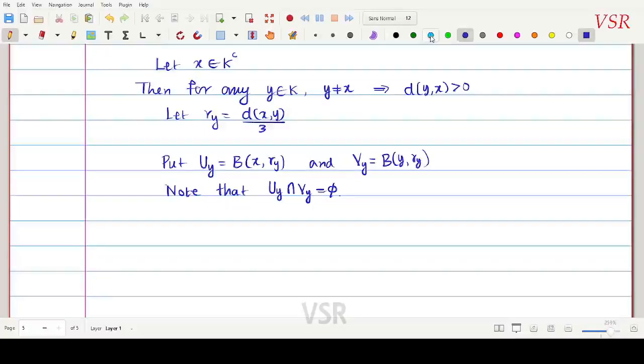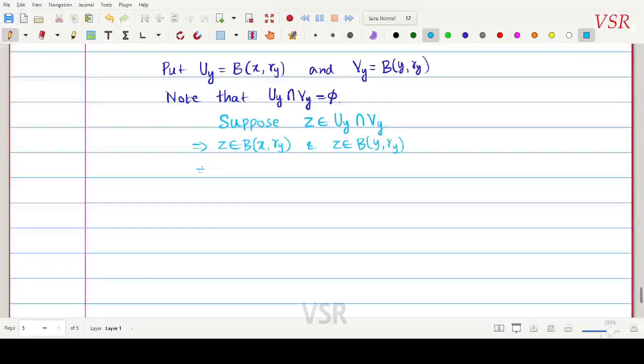கண்டிப்பாக இது இன்டர்செக்ட் பண்ணாது. பட் ஆனா படத்துல ஓகே, நம்ம ப்ரூஃப் பண்ணோம்ல. சப்போஸ் வேற கலர்ல இருக்கு. ஓகே, சப்போஸ் z ங்கிற ஒரு எலிமெண்ட் எதுல இருக்கு எடுத்துக்கிட்டேன்னு வச்சுக்கோங்க. இது என்னது? u suffix y intersection with v suffix y ல இருக்குன்னு வச்சுக்குவோம். இருந்தால் நான் ஒரு கான்ட்ராடிக்ஷன் கொடுக்கிறேன். அப்ப this implies that z belongs to u suffix y ங்கிறது யாரு? ball with center x radius r suffix y and z belongs to ball with center y radius r suffix y. Okay, so this implies that the distance between z comma x which is less than r suffix y and distance between y comma z which is less than r suffix y, the definition of ball.